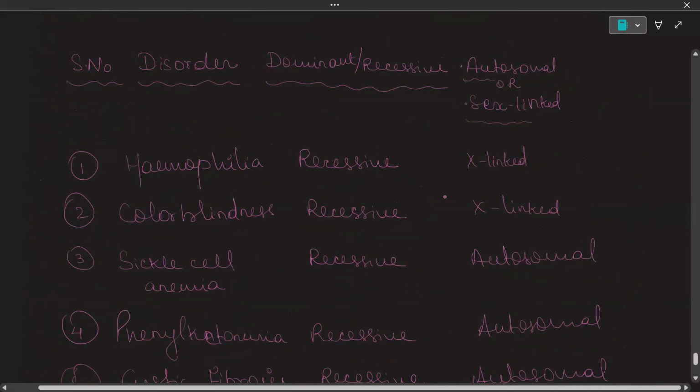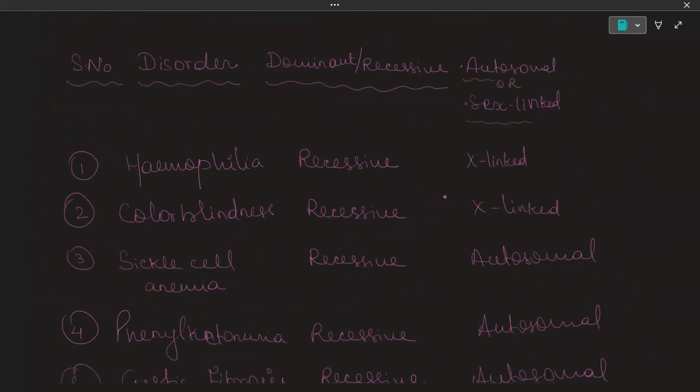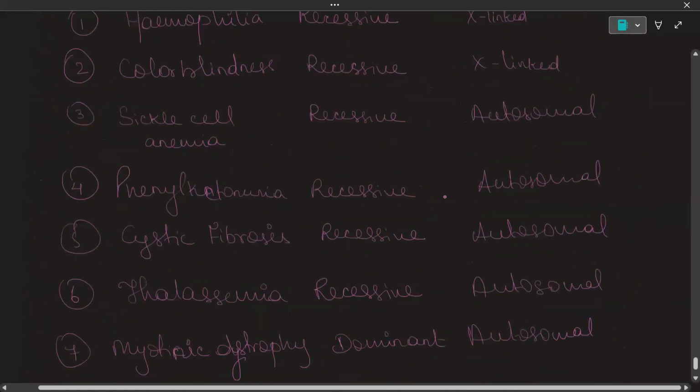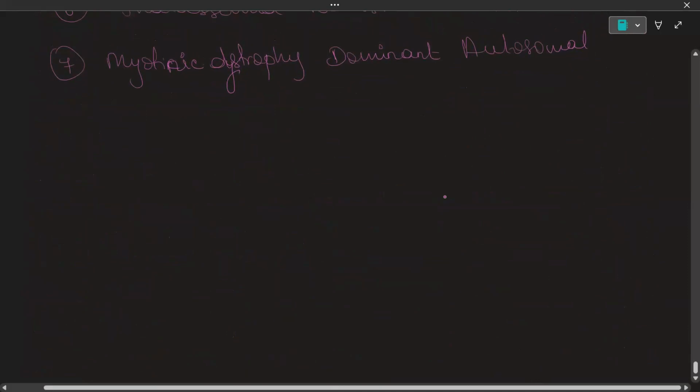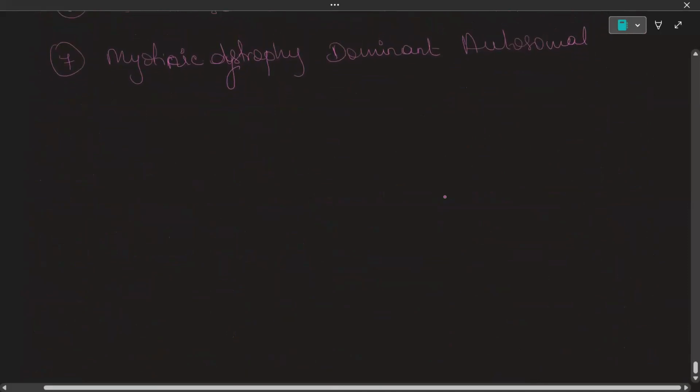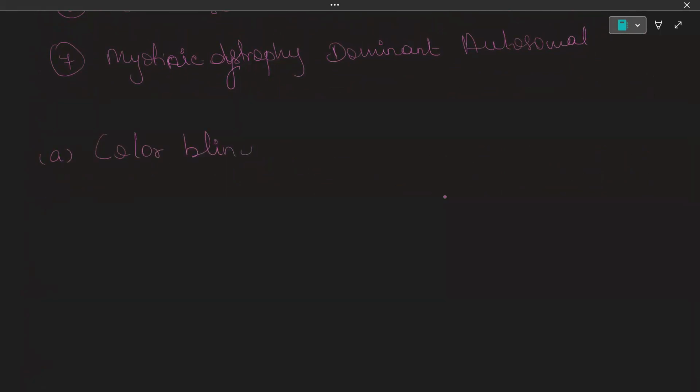Now, if you have a quick look at it, then you can know which way it is being inherited to the offspring. Got it? Any doubts up till now? Don't worry, we'll be discussing each and every disease. The first one to begin with, we'll start with color blindness, because this is so interesting and easy also.